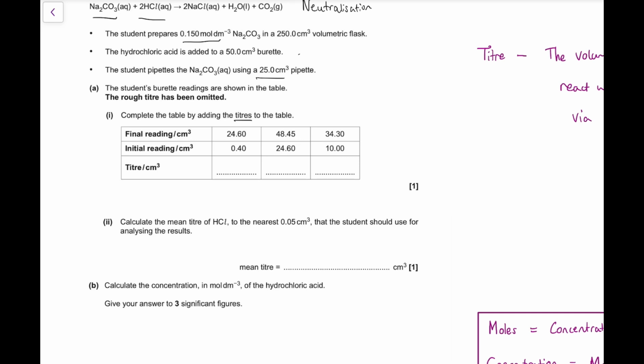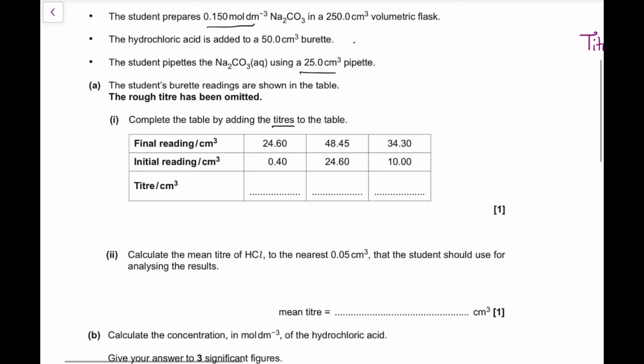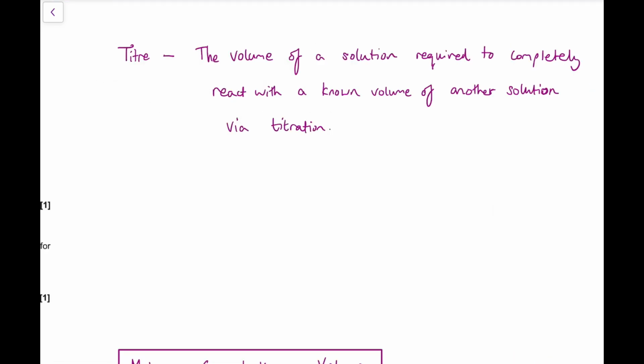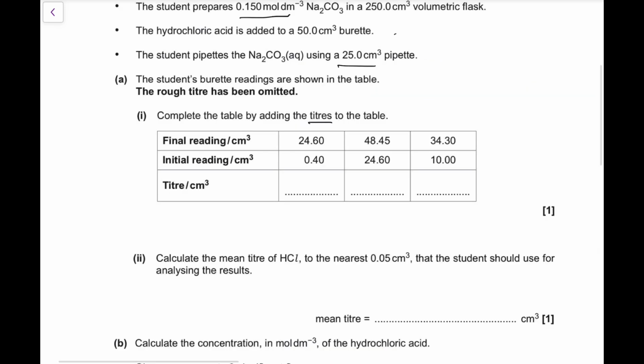For those of you who've never heard of the word titer, here's a definition. Titer is the volume of a solution required to completely react with a known volume of another solution via a titration. With that in mind, we can now work out the values. Pause the video now if you would like to have a go at this question.